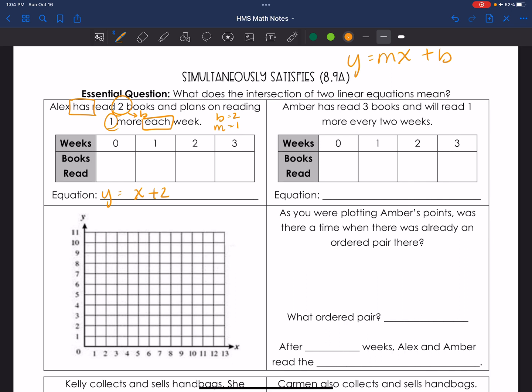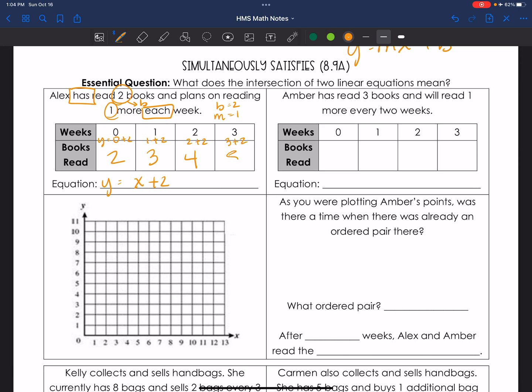So now I'm going to use this equation to create my table, meaning y equals 0 plus 2, which is 2. 1 plus 2, which is 3. Y equals 2 plus 2, which is 4. 3 plus 2, which is 5. I am substituting in the weeks for x into my equation, x plus 2. And instead of writing x, I'm writing the number and then calculating what the y equals. Cool, there's my table.